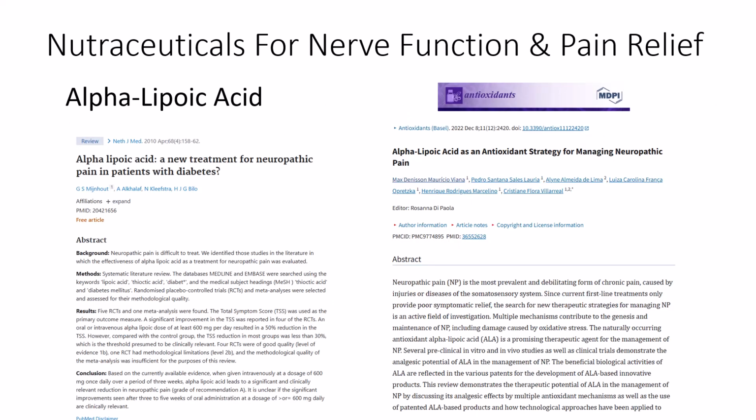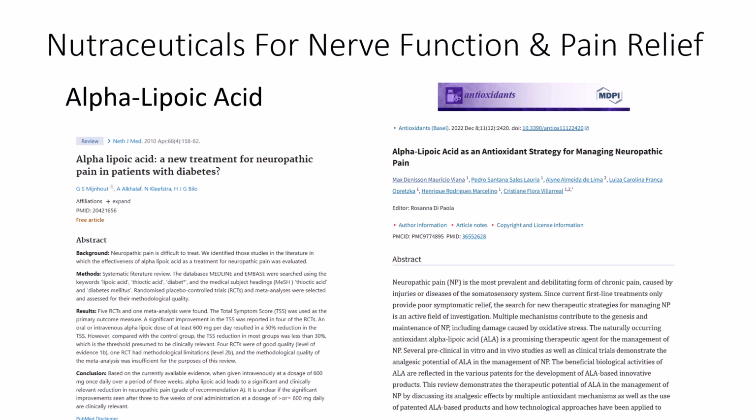Let's look more closely at alpha-lipoic acid. There are many research studies documenting the benefits of alpha-lipoic acid for neuropathy. The study on the left is typical. It concludes that, based on the currently available evidence, at a dosage of 600 milligrams once daily over a period of 3 weeks, alpha-lipoic acid leads to a significant and clinically relevant reduction in neuropathic pain.